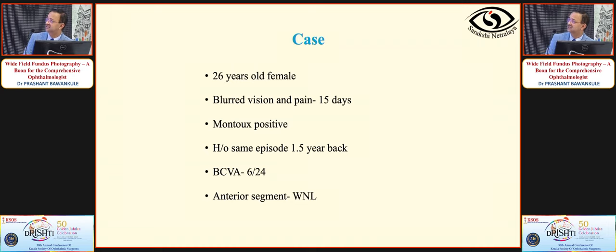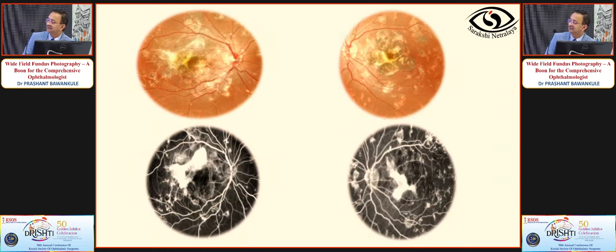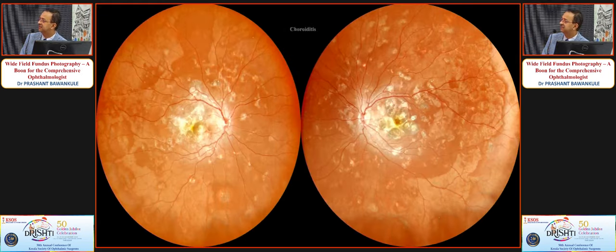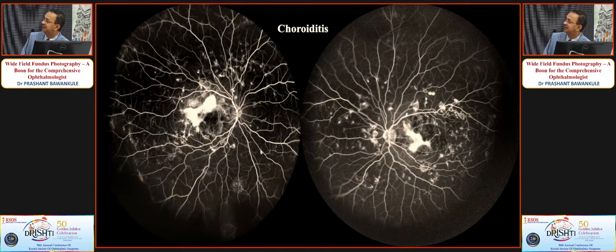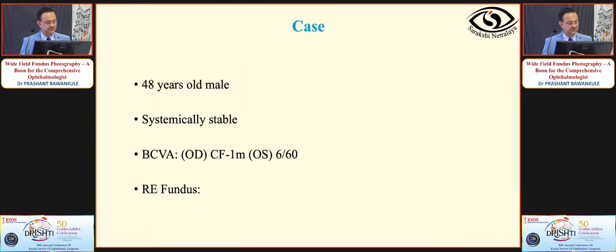Now another case, 26 years female, Mantoux positive, and this is what she came with. This was a healed case of uveitis when she was complaining of progressive loss of vision. We could not explain why there was a progressive loss of vision. We did an angiogram in this particular case and we could see the peripheral dropout. So this was a case of peripheral vascular ischemia in a case of a healed uveitis. We just did a peripheral laser and it responded to our treatment.